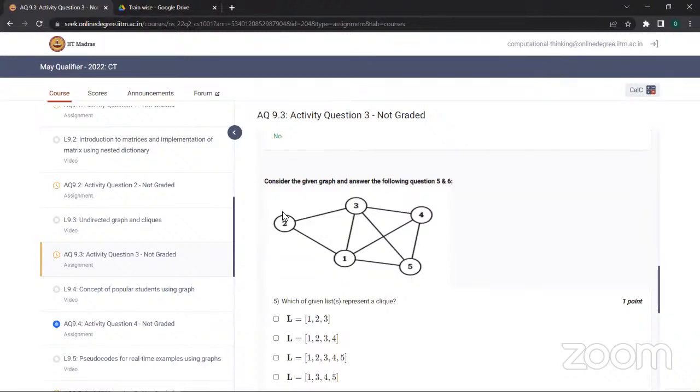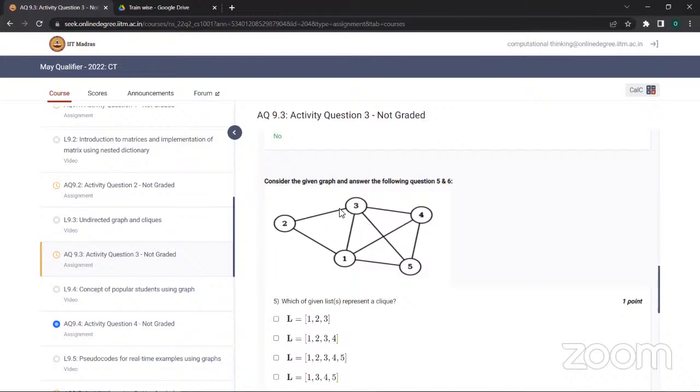2 is not part of that clique because 2 is connected only to 3 and 1. 2 is not connected to 4 and 5. If you add an edge from 2 to 4 and 2 to 5, then 2 is also part of that clique. Okay, got it? So 2 and 4 are connected, but not directly. The words undirected and directed have different meanings.